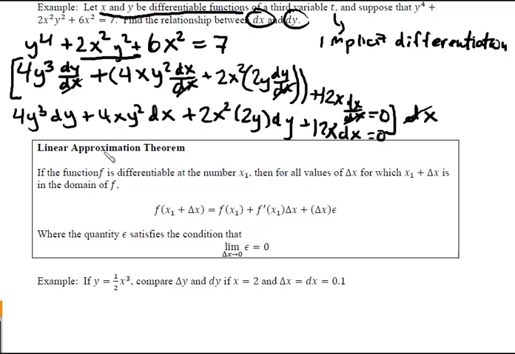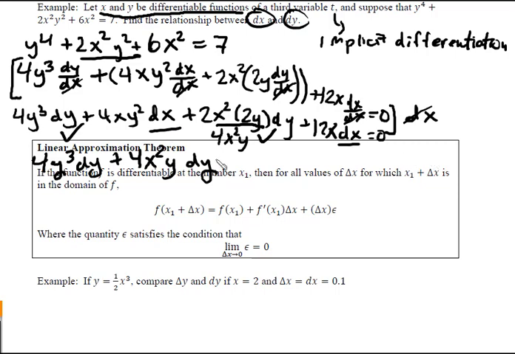And then here is a term with dy, and here is a term with dy, and I'm actually going to write that as 4x squared y, so that it makes this part a little bit easier to understand. So I'm going to combine the parts with the dy's right here in front. So 4y cubed dy plus 4x squared y dy, and then the parts with the dx is right here and right here, so a plus 4xy squared dx plus 12x dx equals 0.